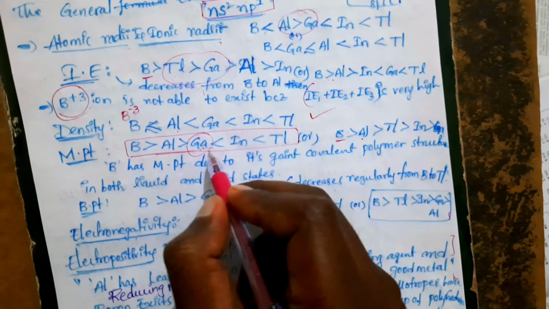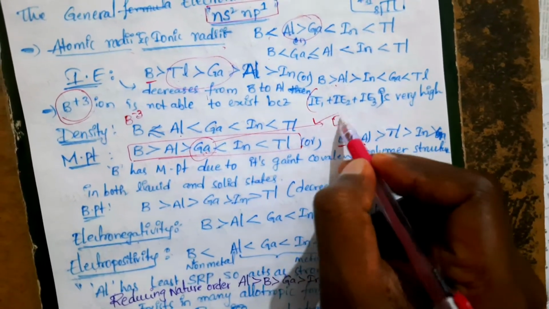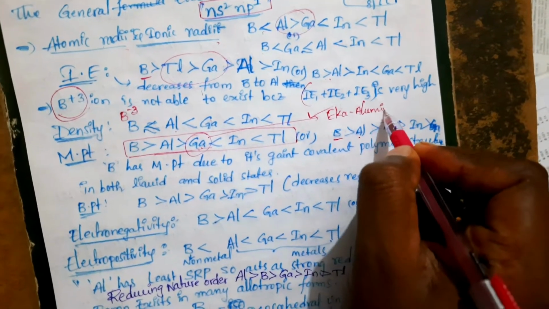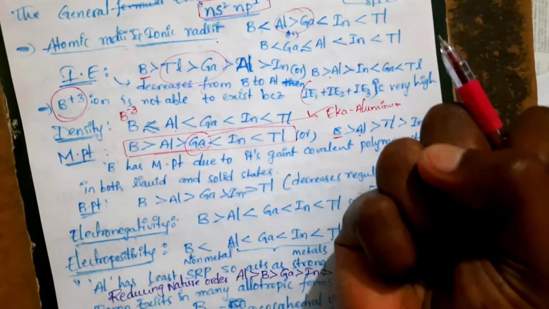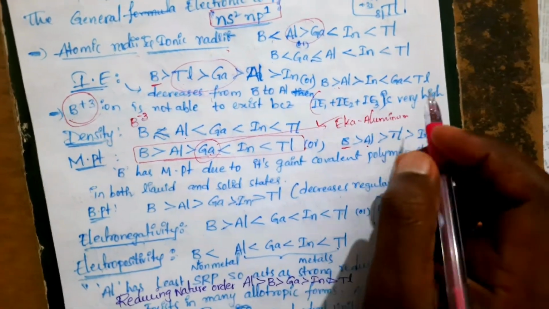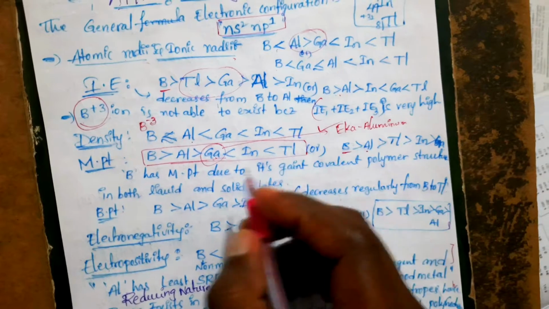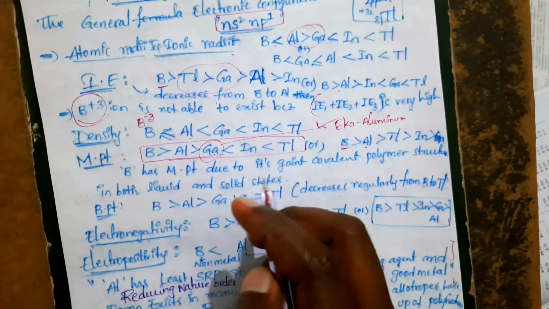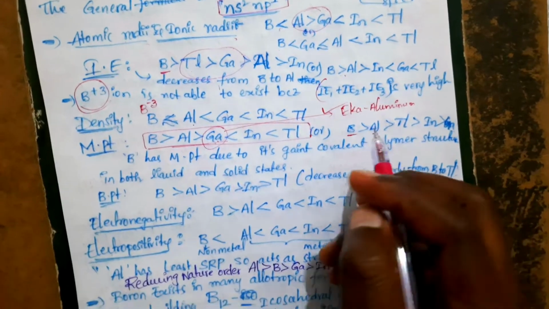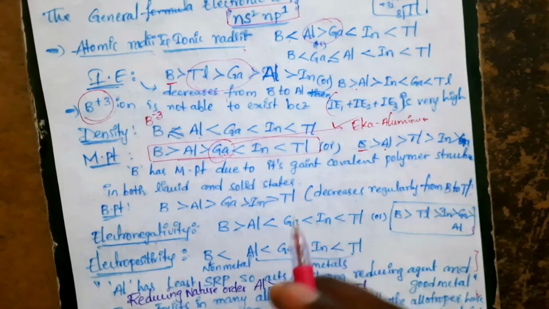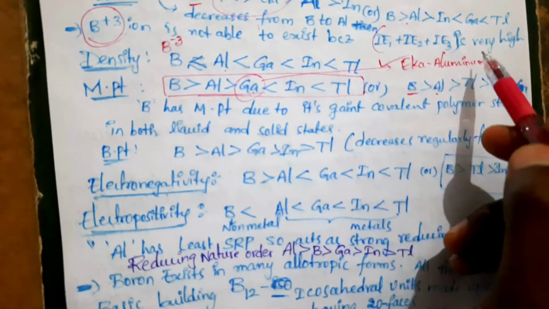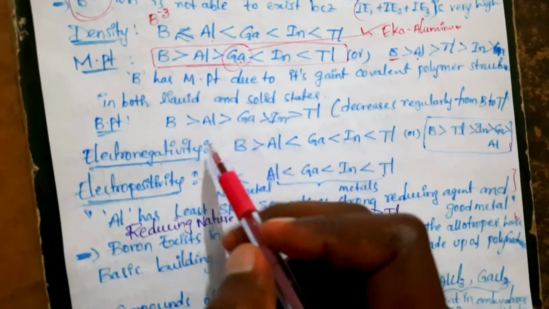Gallium is called Eka aluminium. The scientist said that when holding Eka aluminium in his hand, it would start melting, because the melting point of gallium is less than our body temperature. Normal human body temperature is 37 degrees Celsius, and gallium starts melting at 34 degrees Celsius only. For that reason gallium has the lowest melting point among all the third A group elements.